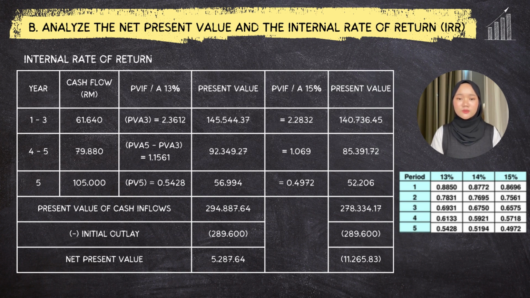Next, we calculate the NPV at both discount rates. At 13%, the total present value of 294,887.64 is reduced by the initial outlay of 289,600, resulting in an NPV of 5,287.84. At 15%, the total present value of 278,334.70 minus the initial outlay gives a negative NPV of 11,265.83. This shows how the NPV changes with the discount rate, a key aspect of understanding project feasibility.